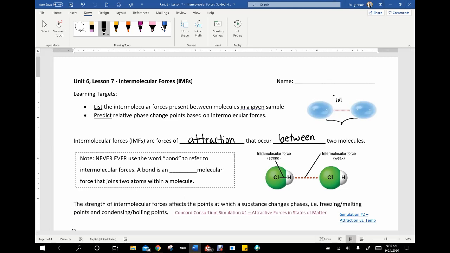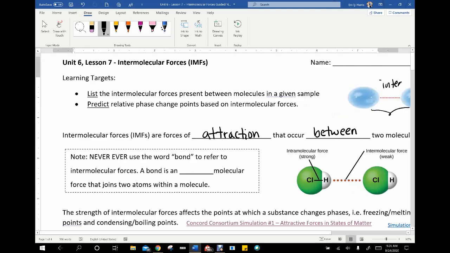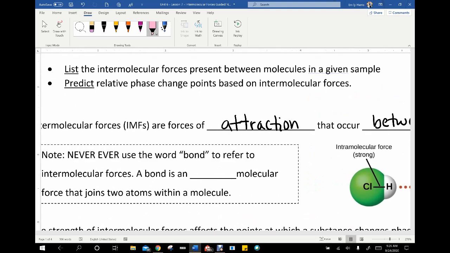The word inter means between, and molecular is referring to molecules. So we're looking at some type of interaction or attraction that happens between different molecules. Because this is a big word, we're sometimes going to abbreviate it using IMFs. That stands for intermolecular forces.